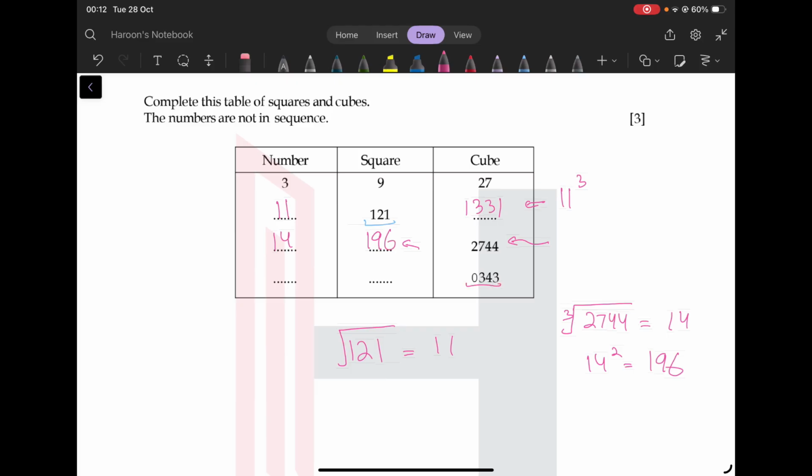Now this is 343. So if I take cube root of 343, which is a cube number, that will give me its regular number. This would be 7. 7 cubed is basically 343. So the regular number is 7. Now to find its square, I just need to do 7 squared, which is 49, and I need to write 49 over here. Okay, so this is it.